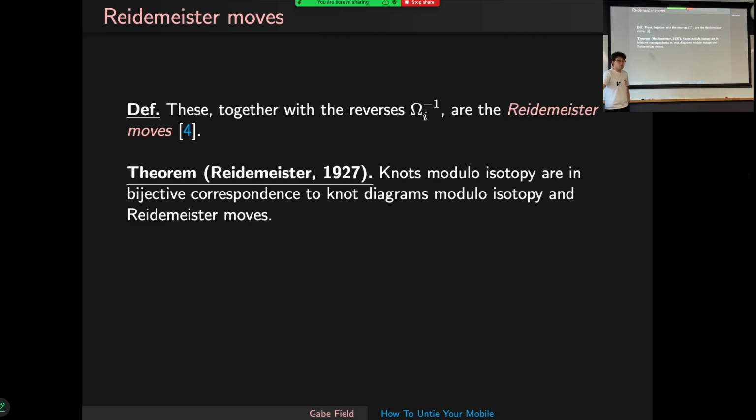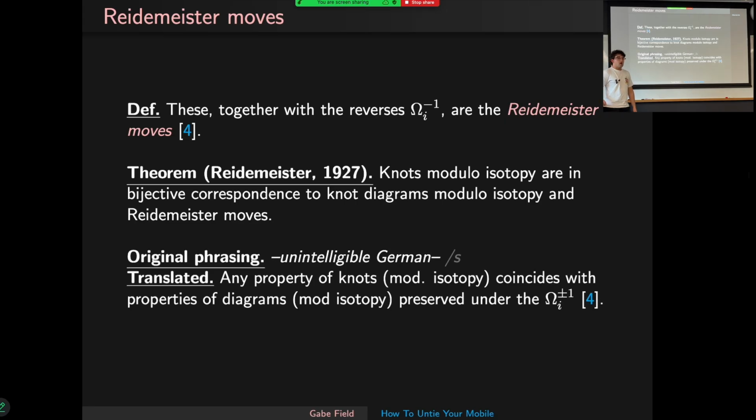And it is a very famous theorem that knots modulo isotopy are in bijective correspondence to their diagrams modulo, not just isotopy, but you also have to permit the Reidemeister moves. Now, let me give you the original phrasing of this. The original phrasing by Reidemeister was in German, and that translates to the following. Any property of knots modulo isotopy coincides with those properties of diagrams modulo isotopy which are preserved under the Reidemeister moves. Except he also didn't use the word Reidemeister because that would be him talking about himself. So, yes. What's kind of cheeky about this, and I had a little smile to myself, is that he was using the unite lemma before the train left the station.